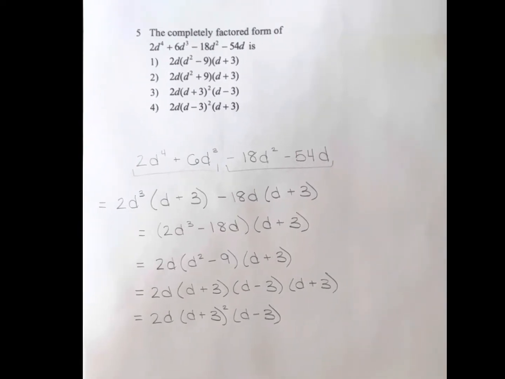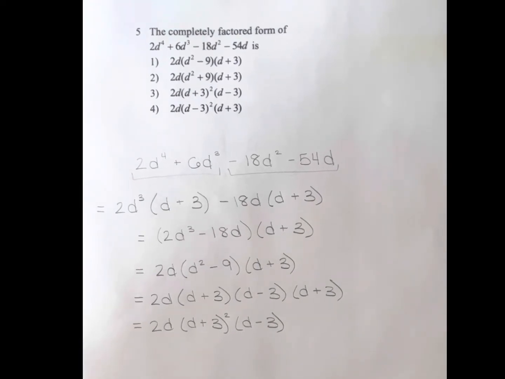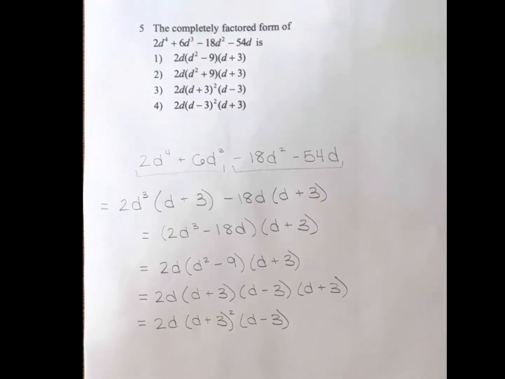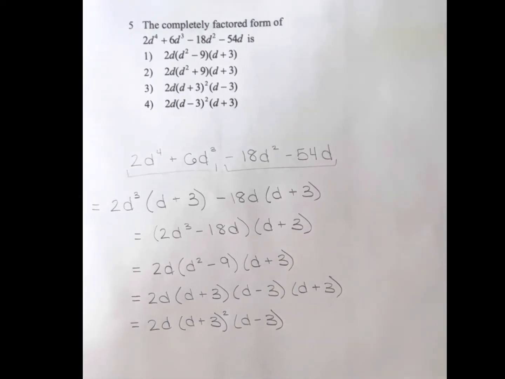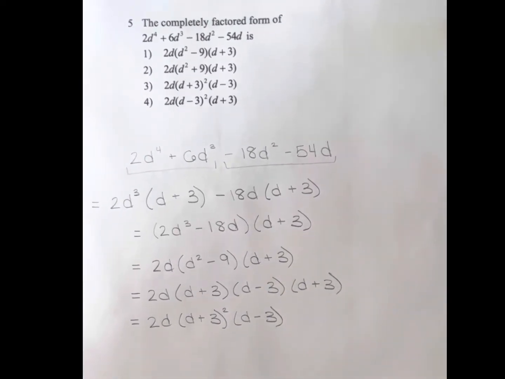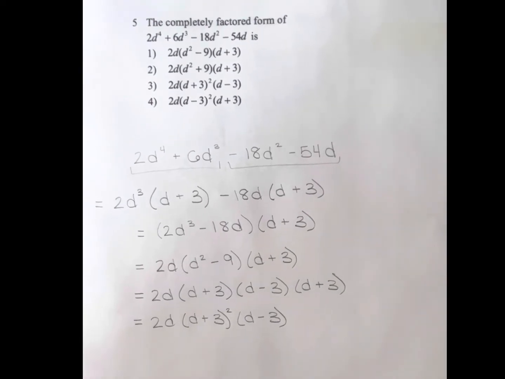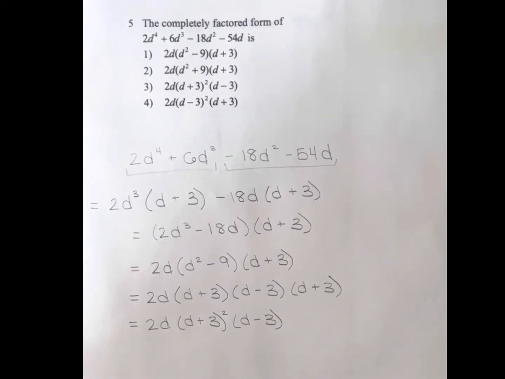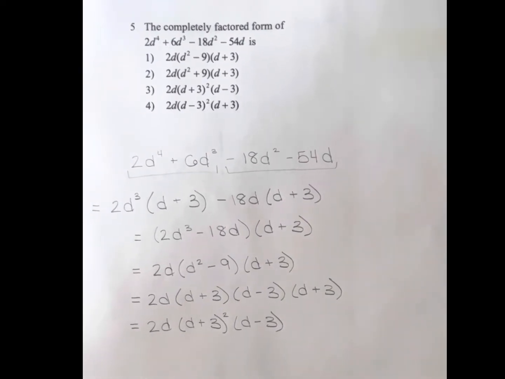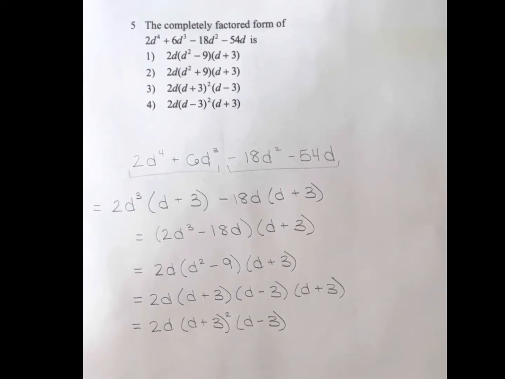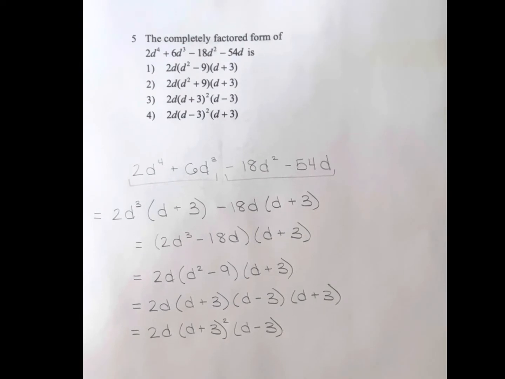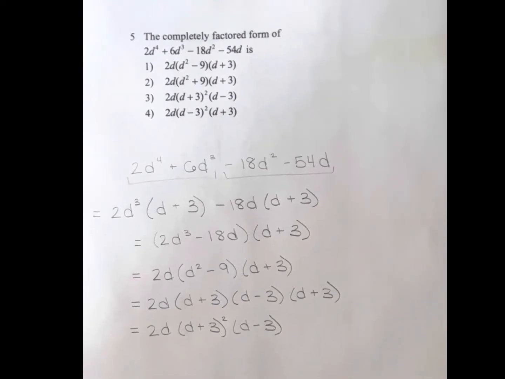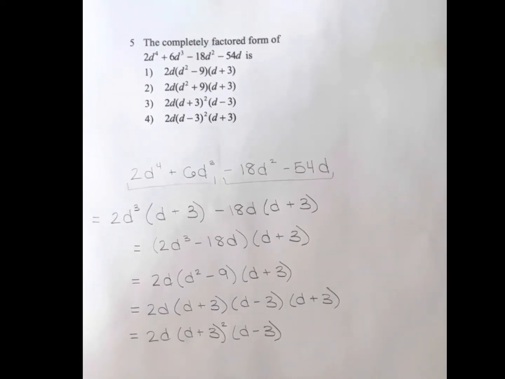But we can further factor that second binomial by taking out a common factor of 2d, and we'll be left with d squared minus 9. We still have the d plus 3 binomial. And then d squared minus 9 is the difference of two squares, so we can continue to factor that by having 2d and then d plus 3, d minus 3, and d plus 3 again.